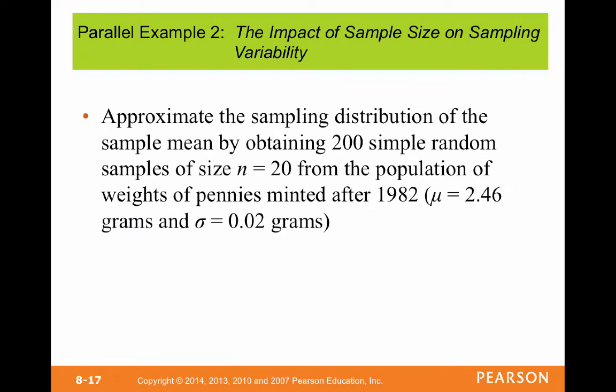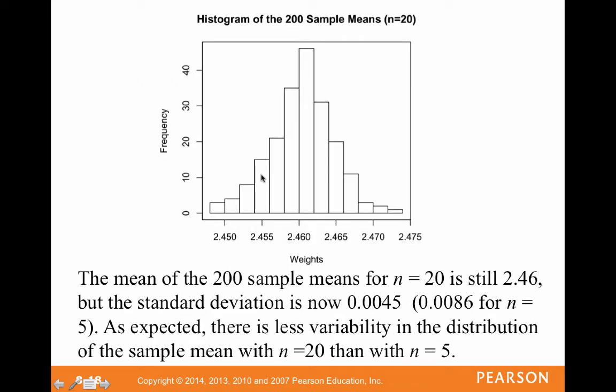So let's say now that we have sample size 20, we're going to do the exact same thing. We're going to do 200 samples, but last time we had sample size 5. This time we have sample size 20, 20 different pennies. And here's the distribution. Once again it's bell-shaped. It's centered right at 2.46, which is the population mean, the mean of all pennies. But the standard deviation now is 0.0045. It used to be 0.0086 for a sample of size 5.